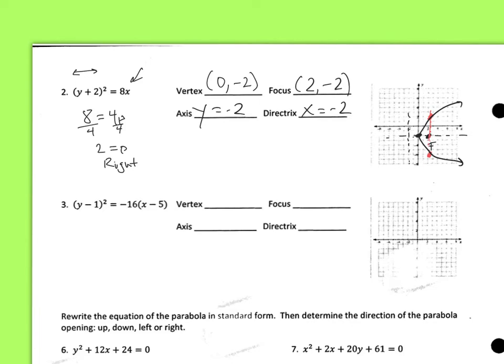So let's do this one. Then we'll do them kind of backwards, I think. Or no, we'll do standard form. So again, the vertex is x, then y, so 5, 1.